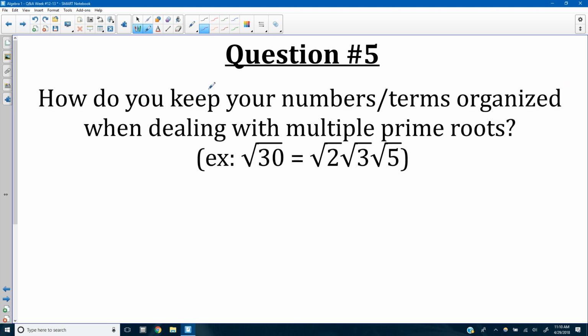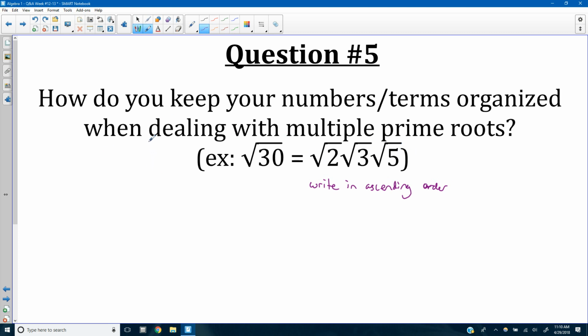All right, number 5. How do you keep your numbers and terms organized when dealing with multiple prime roots? Example, square root of 30 is root 2 times root 3 times root 5. Well, to answer this specific question, I would just say exactly as you kind of wrote. Write it in ascending order. I'd have to come up with a big number to show you what I'm talking about, but if you don't have it in ascending order, you might not know where your pairs of values are that can duplicate. So you just do that straight up.